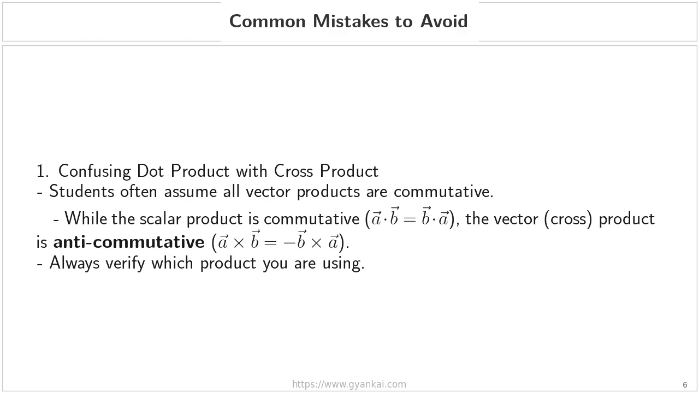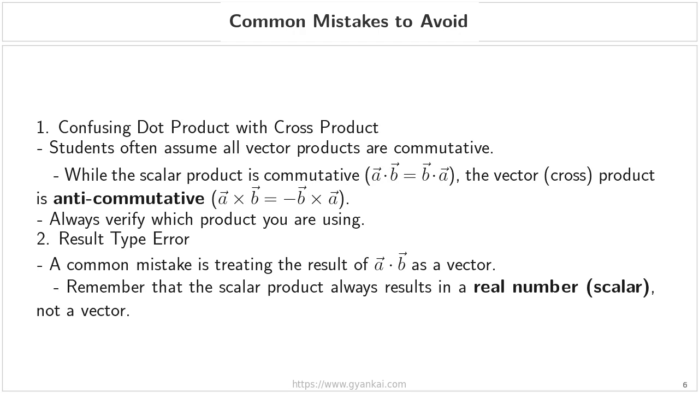First, be very careful not to confuse the dot product with the cross product. Throughout this lesson, we have seen that the scalar product is commutative, meaning, as we saw on slide 2, a dot b equals b dot a. However, it is a mistake to assume this applies to all vector operations. The vector, or cross, product is actually anti-commutative, which means a cross b equals negative b cross a. The order matters immensely when you are dealing with cross products. So always double-check which type of product you are working with before you start calculating.